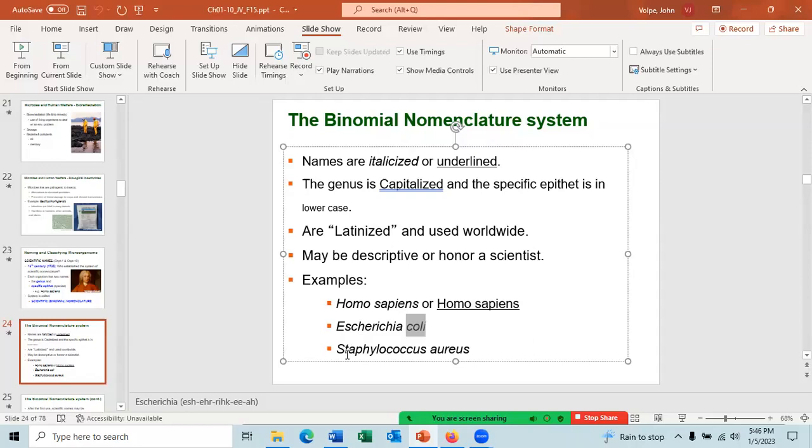Staphylococcus aureus is descriptive. Staphylo means that it grows in a cluster like grapes. Coccus meaning that the grape cluster has round cells or objects. Aureus means it has a golden color because Staphylococcus aureus is a gold color.